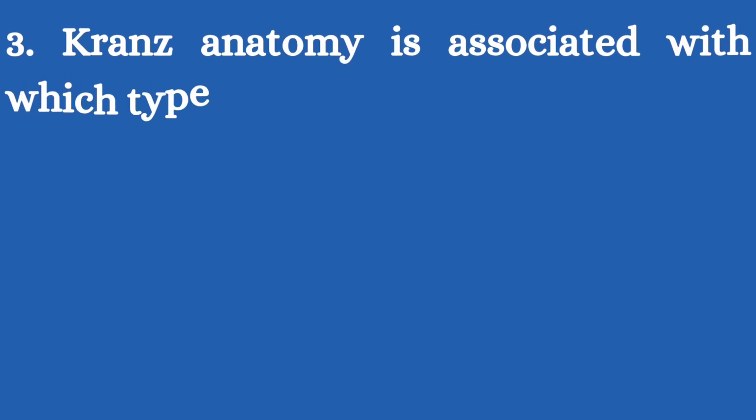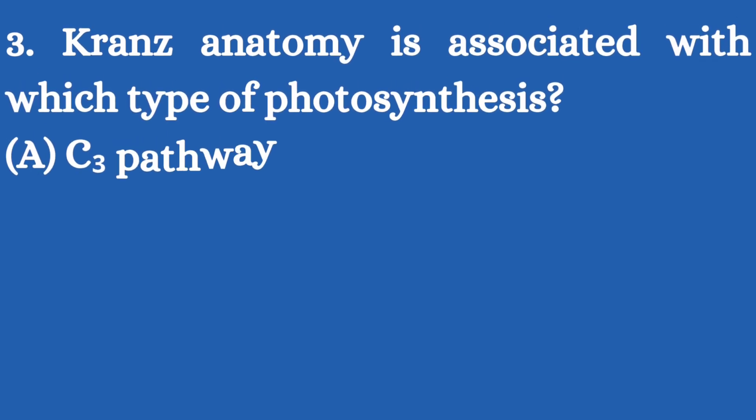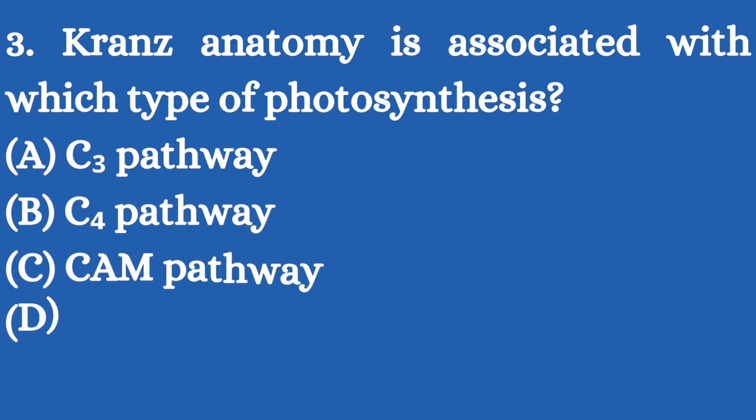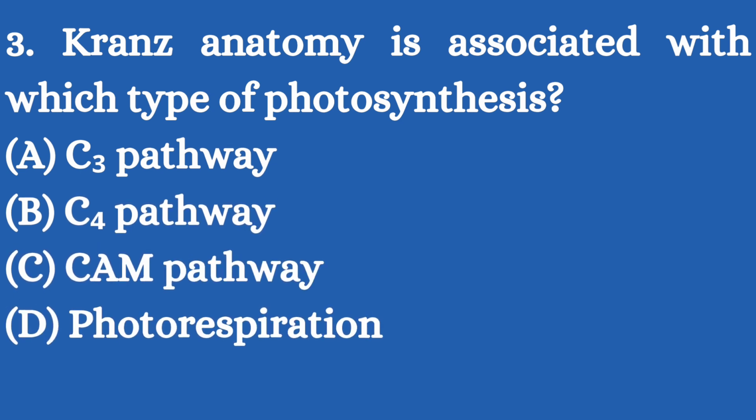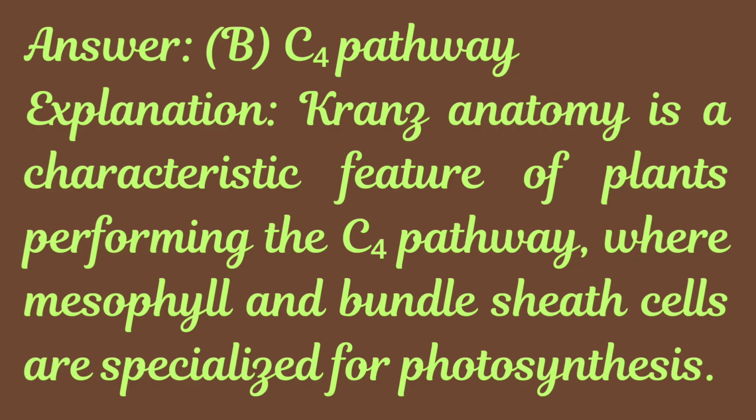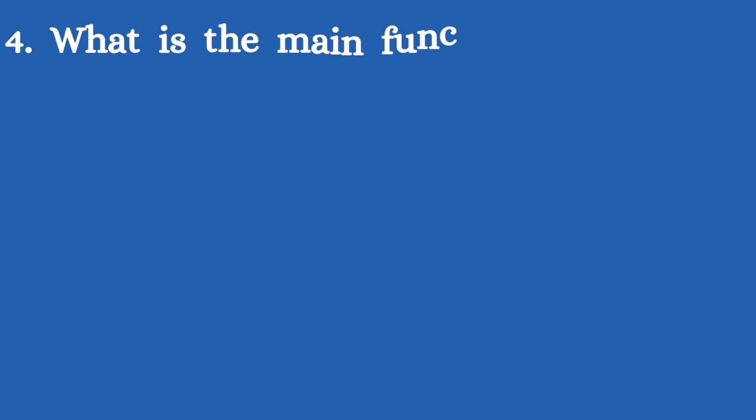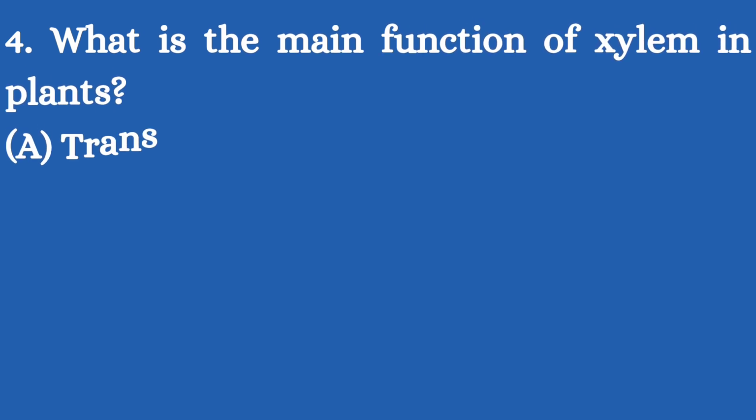3. Kranz anatomy is associated with which type of photosynthesis? A. C3 pathway. B. C4 pathway. C. CAM pathway. D. Photorespiration. Answer: B. C4 pathway. Explanation: Kranz anatomy is a characteristic feature of plants performing the C4 pathway, where mesophyll and bundle sheath cells are specialized for photosynthesis.